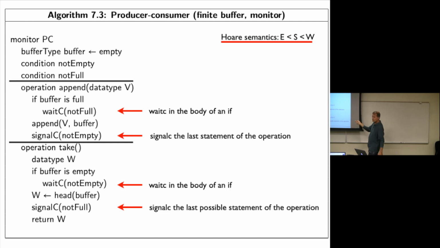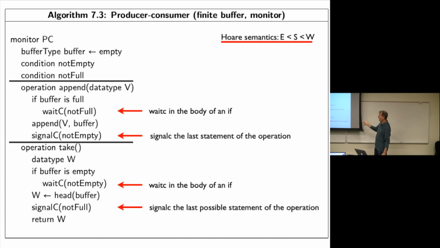Is everybody with me on that? And what can we do with not empty? What can we do with each one of these? We can do a wait C and a signal C on each one. Now let's take a look at our append. So our append takes V, that's a value of type data type, right?